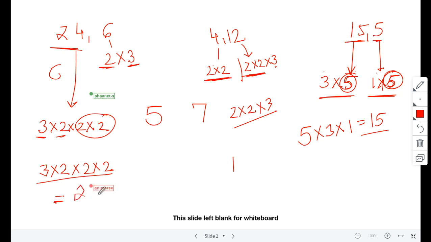Now calculate the LCM of these, you just keep on writing. First write down this and this. Then we'll move on to the next one. First write this.